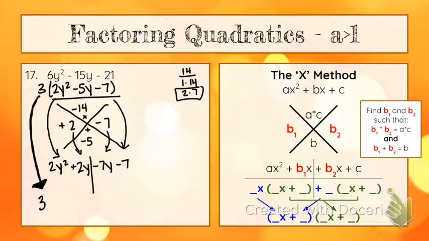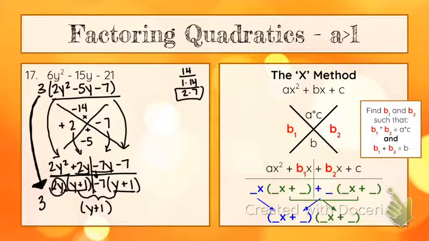Then we split it in half and take the greatest common factor. So 2y squared plus 2y has a common factor of 2y. So 2y squared divided by 2y is y, and 2y divided by 2y is 1. Then, on the right side, we have a greatest common factor of negative 7, because remember, we always use the same sign. Negative 7y divided by negative 7 is just positive y, and negative 7 divided by negative 7 is positive 1.